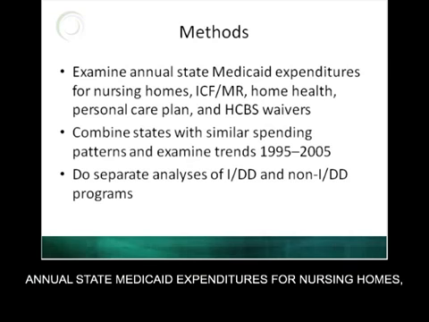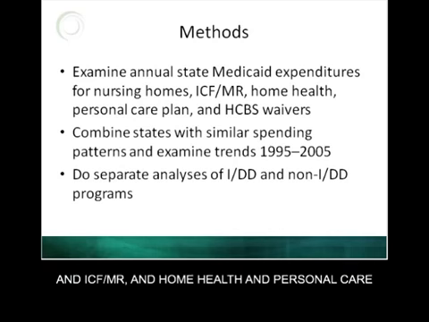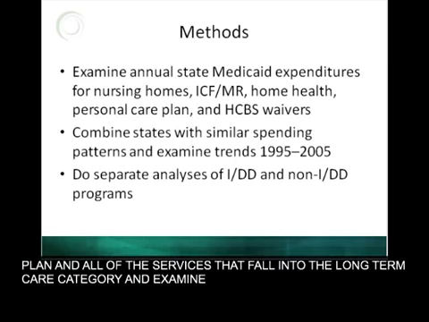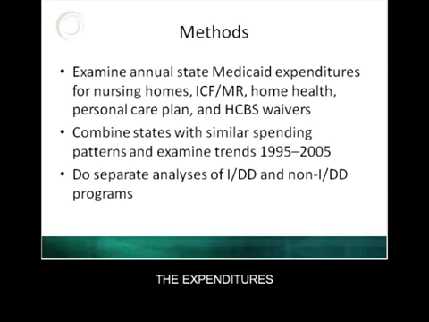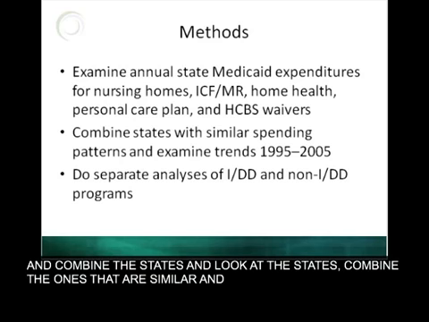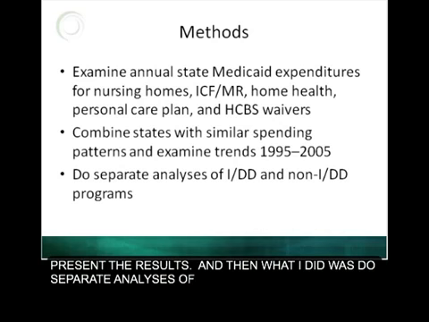The methods we used were to examine annual state Medicaid expenditures for nursing homes, for ICFMRs, home health, personal care plans, and HCBS waivers, so basically all of the services that fall into the long-term care category. We examined those expenditures and combined states with similar spending patterns, and then examined trends in those combined states between 1995 and 2005. So this is a rather simple and straightforward analysis. Look at the states, combine the ones that are similar, and just present the results.